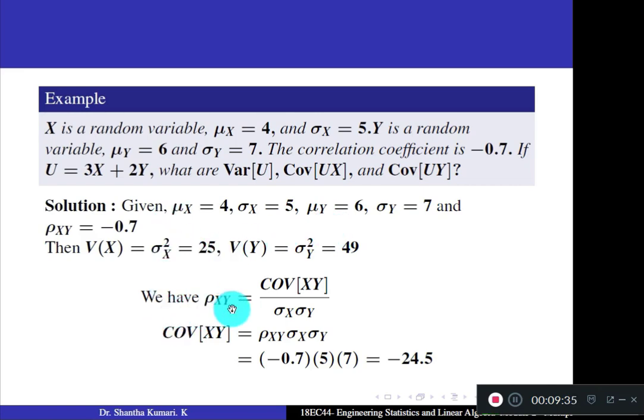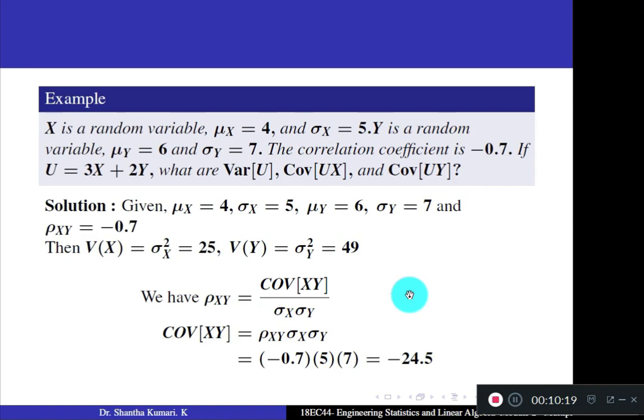And rho xy is given to you. We have the rho xy formula as covariance of xy divided by sigma x into sigma y. Now in this formula rho xy is known, but covariance of xy is not given in the question. So rearrange the terms in this formula to obtain covariance of xy. What is covariance of xy? Rho xy into sigma x into sigma y. All three terms are given to you, so just substitute and you get the answer minus 24.5. Remember, this is not the required answer, but to continue we need covariance of xy.